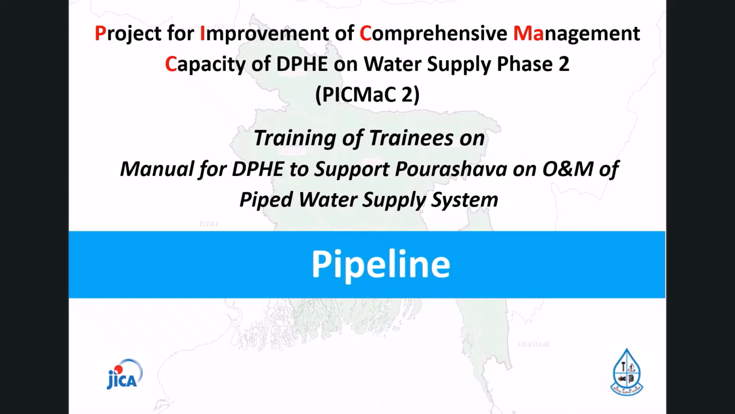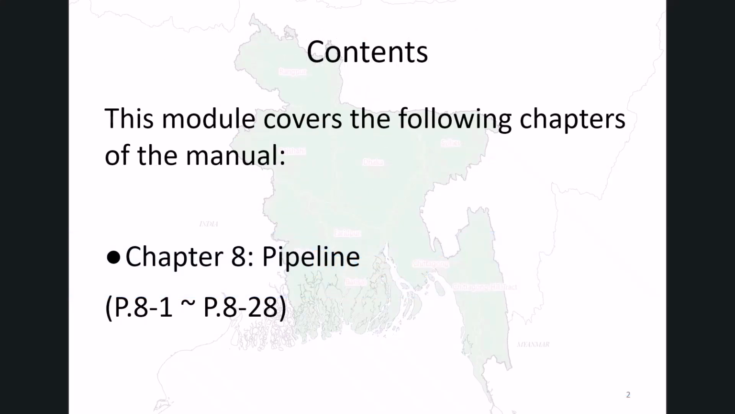This video explains Chapter 8 of Pipeline from the Manual for DPHE to support POSHWA on O&M of Piped Water Supply System. This video was created based on the training material used in the training of trainers for the PICMAC DPHE Phase 2 project supported by JICA. This module covers page numbers from P8-1 to P8-28.